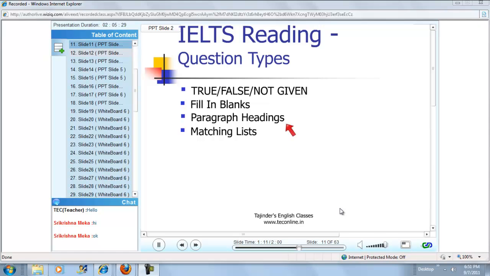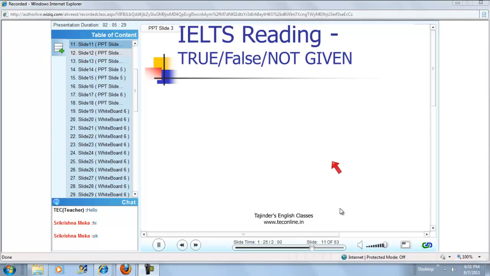There may be some questions which ask you to match the lists. Matching list type of questions will be there. Some questions will be a simple question-answer kind of stuff. Some questions with multiple choice. So these are the types of questions that you generally get in the reading assignments, whether you go for the academic modules or the general training modules.